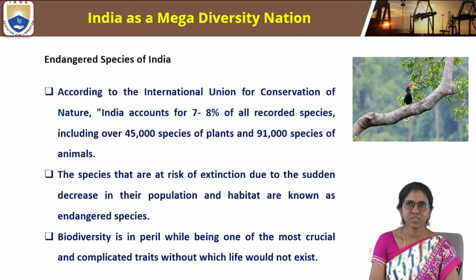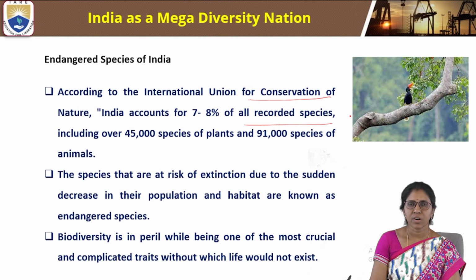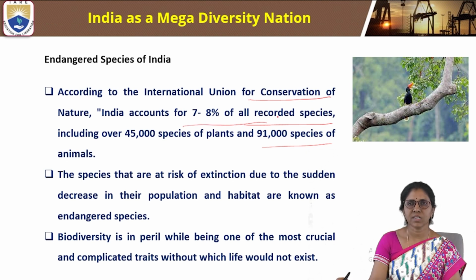So, endangered species in India. According to the International Union for Conservation of Nature, India accounts for 7 to 8% of all recorded species, including over 45,000 species of plants and 91,000 species of animals.